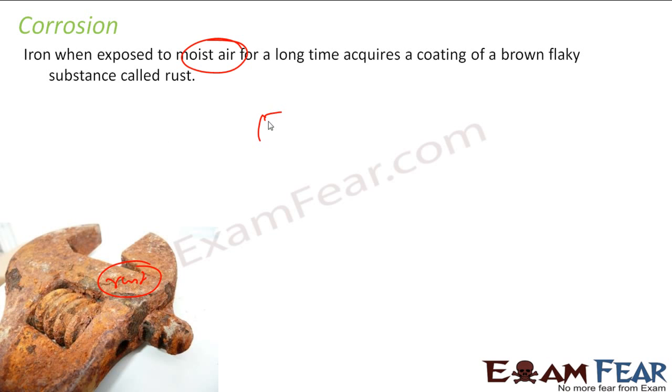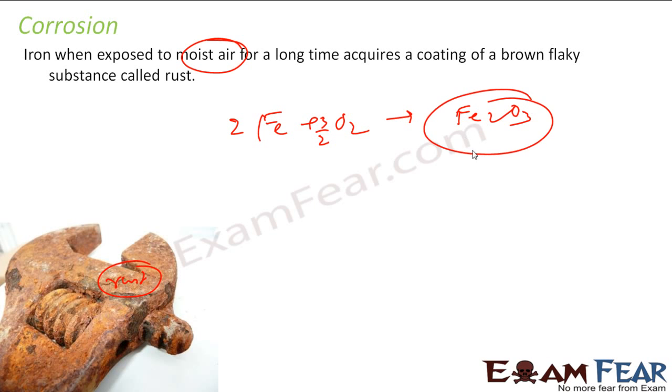So what happens in corrosion? Iron reacts with oxygen. It gives Fe2O3. You can balance this, so it becomes 2Fe and 3/2 O2 giving Fe2O3. This is nothing but my corrosion reaction. This is rust, actually.